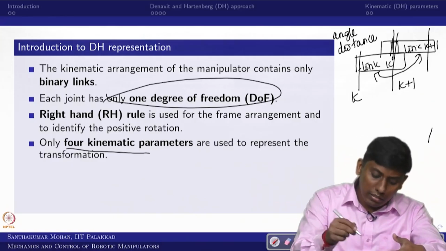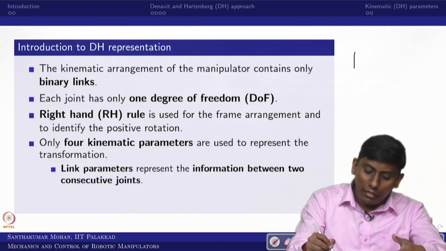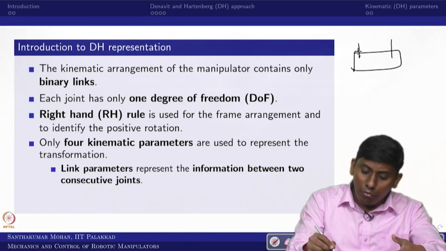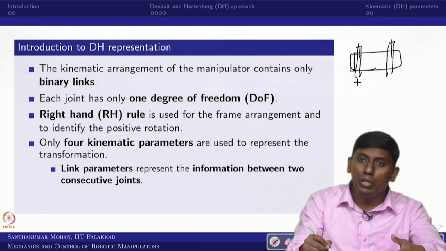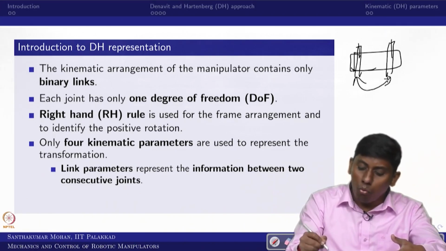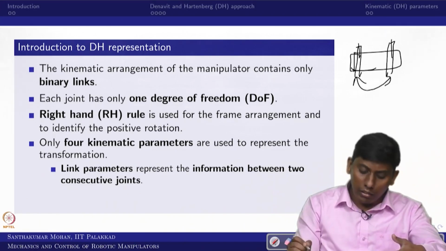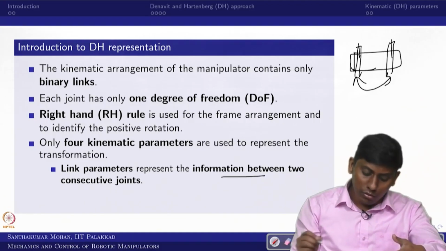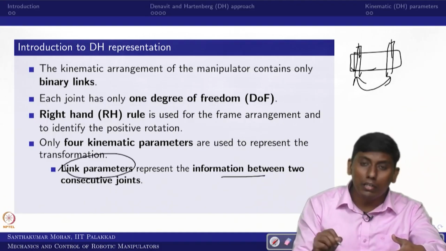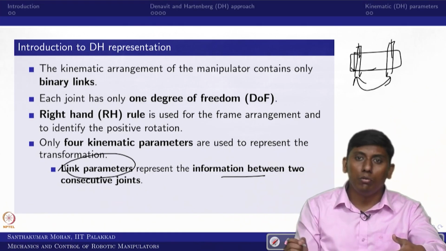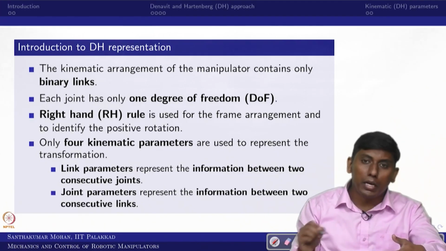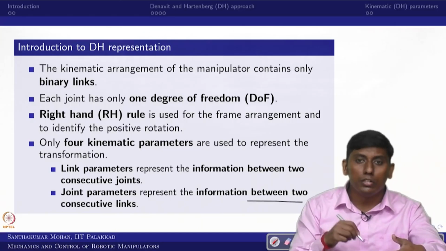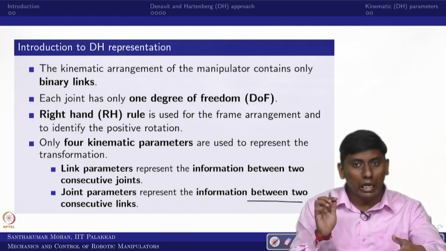So in the sense what they said, the link parameter again, you take, this is one link, this link would be having 2 joints. So this link would be giving relative information between one joint to another joint. So that is what we are trying to say. So in the other way around, you can say the link parameter gives information between 2 consecutive joints, whereas the joint parameter gives information between 2 consecutive links, right? You are clear on this.